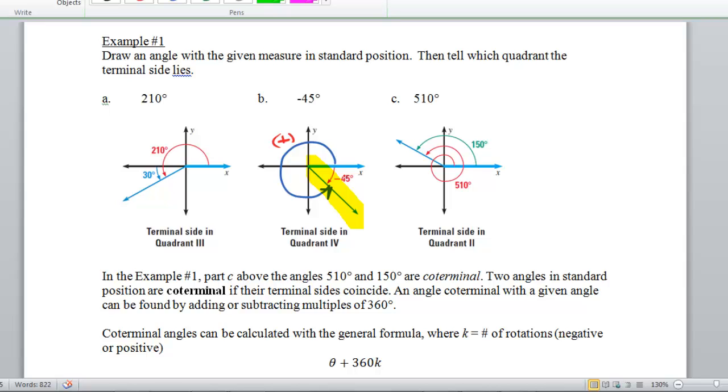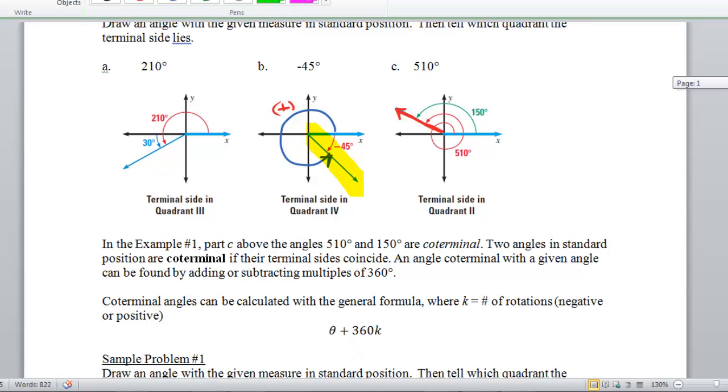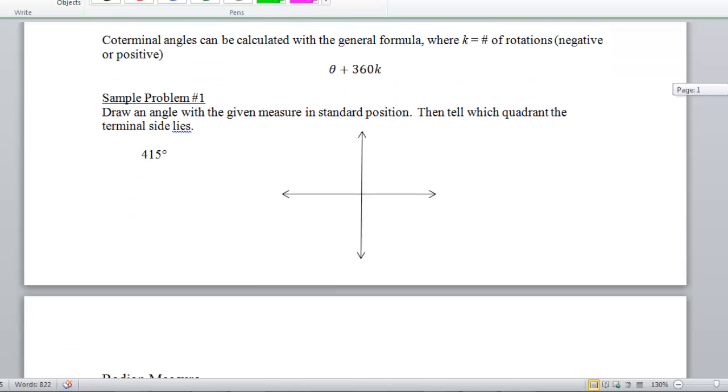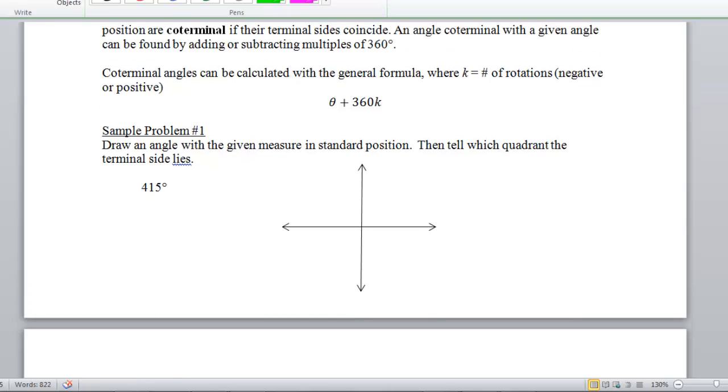We can also have a coterminal angle when we make more than one rotation. You can see here that a 510 degree angle goes around once plus another additional 150. So the 150 degree angle and the 510 degree angle are coterminal in that regard as well. So that's some basic terminology that you need to become familiar with, and some simple problems to work on as far as getting those angles drawn.